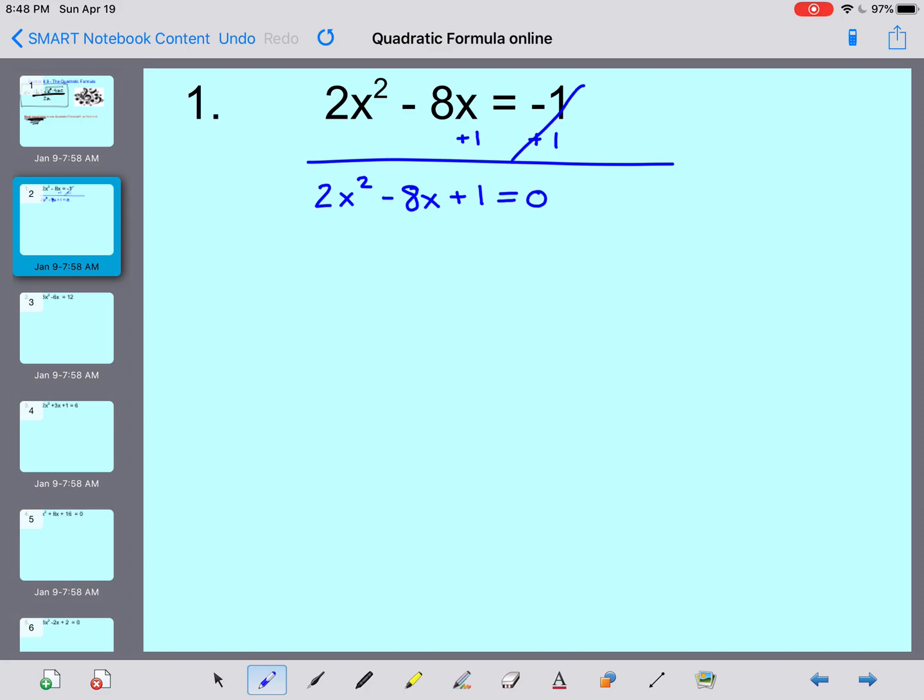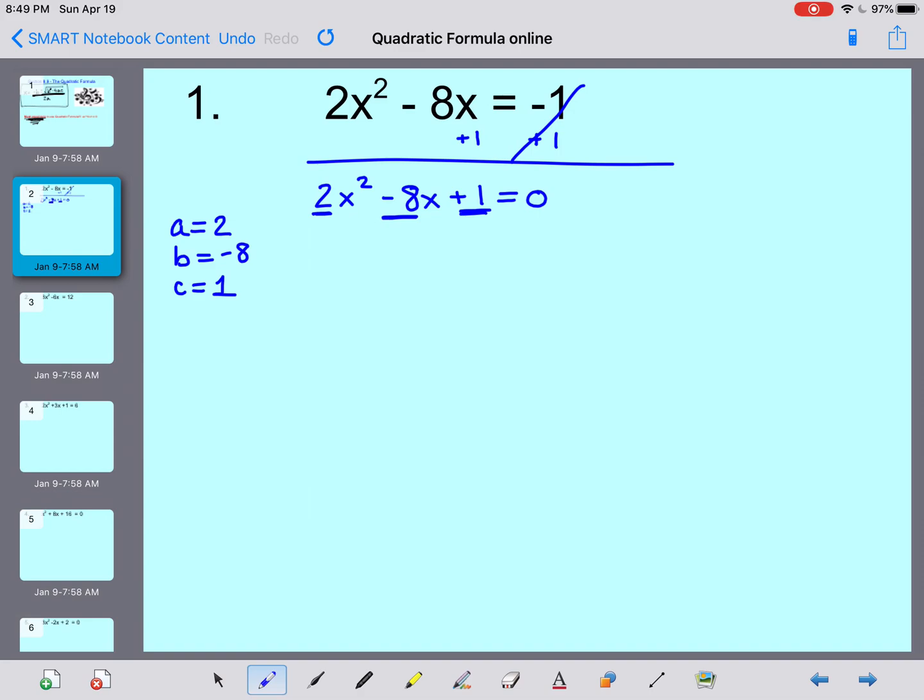Now, a helpful suggestion is to write down your a, b, and c values. So my a value is the number that's in front of the x squared, which is this 2. So my a value is 2. My b value is the number that's in front of the x, right, which is negative 8. Make sure you get that negative sign. And then the c value is the constant. So the constant is 1.